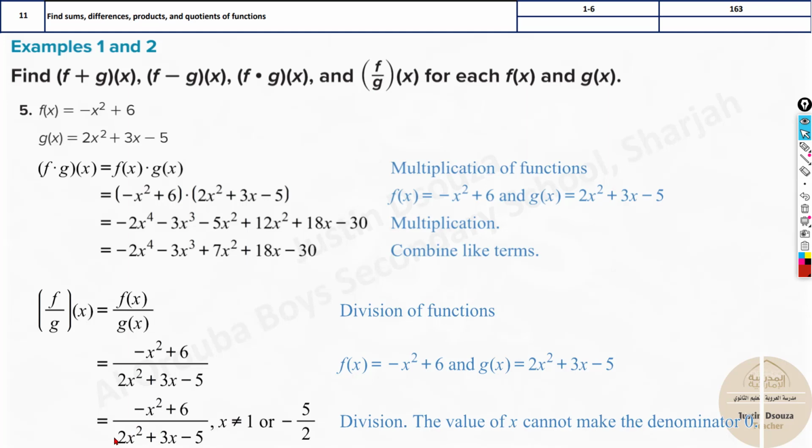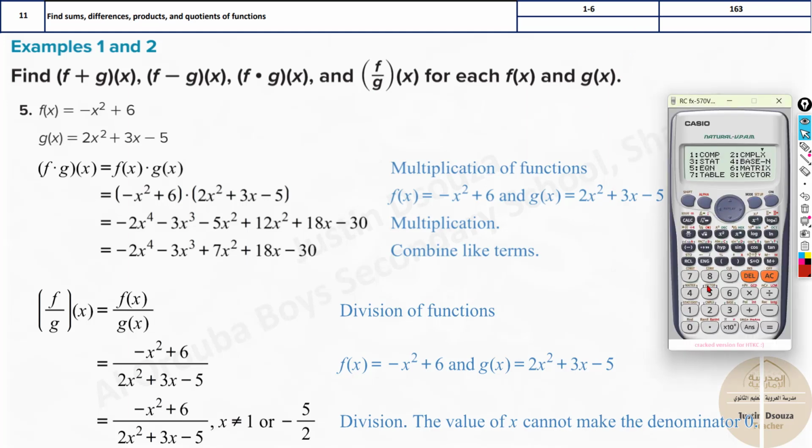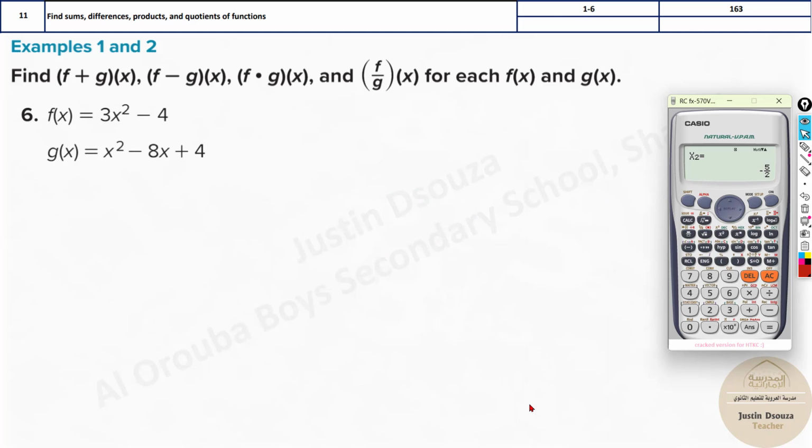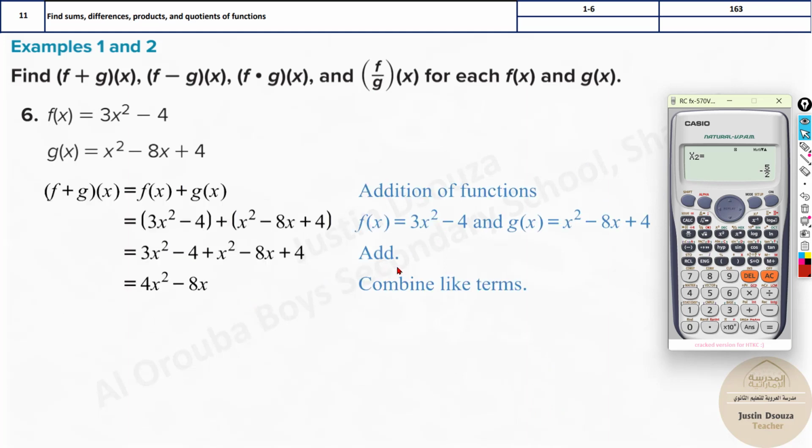Now, what about this here? It's a quadratic, so you need to use your calculator and solve. Let's take our calculator. Now you can press mode 5, 3. That is quadratics. Now you solve it: 2, 3, and minus 5. What are the x values? When x is equal to 1 and x is equal to negative 5 by 2, this will be undefined. So those two values must be excluded. x cannot be equal to 1 over there, and it cannot be equal to negative 5 by 2. That's it. Same way, please do solve this problem.